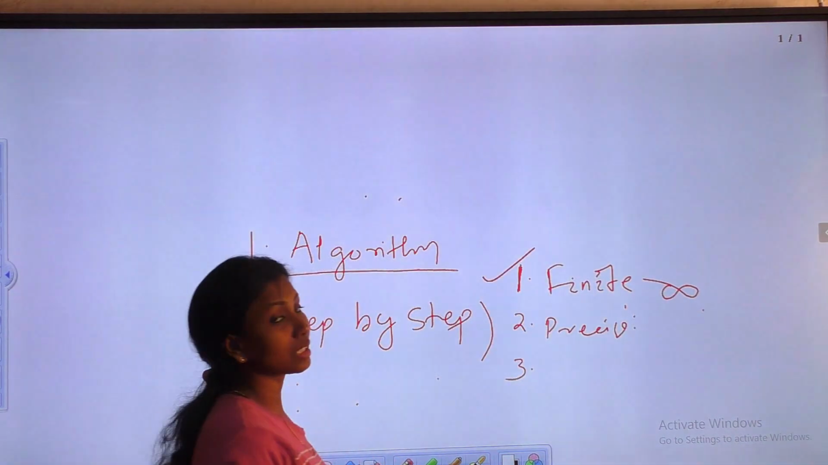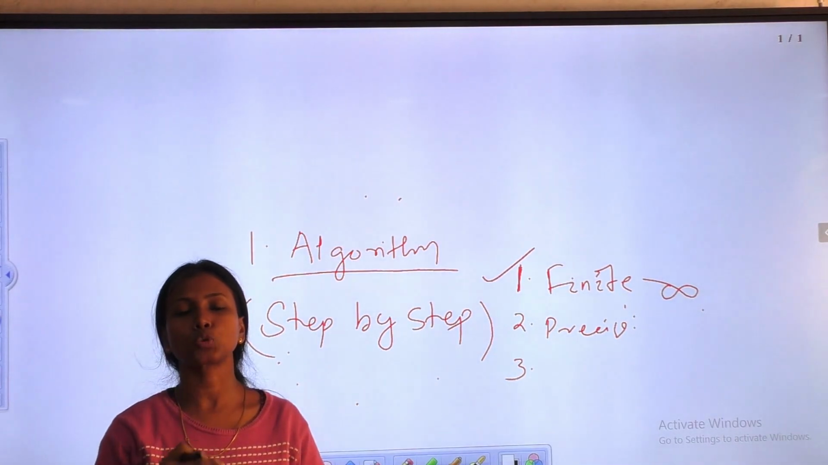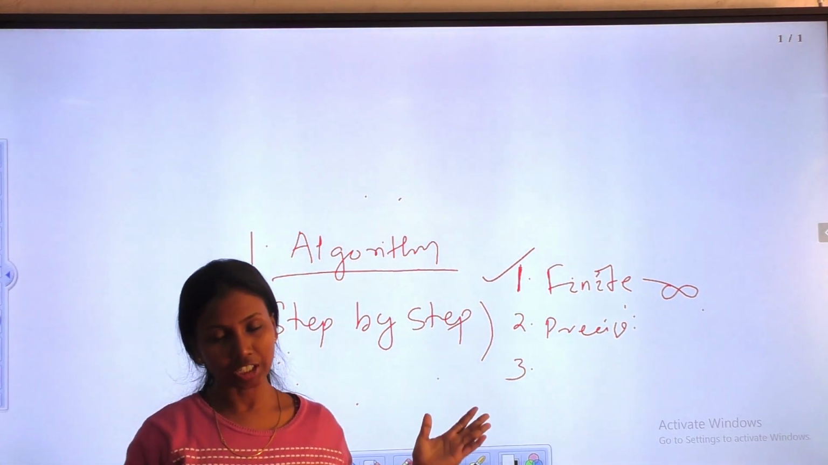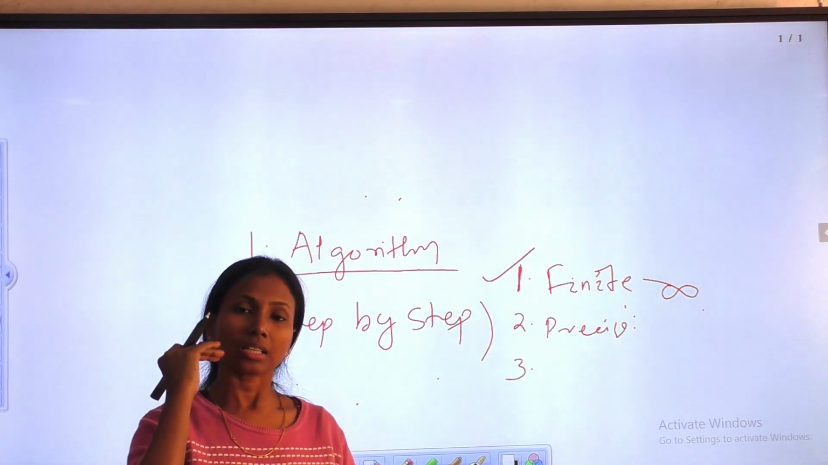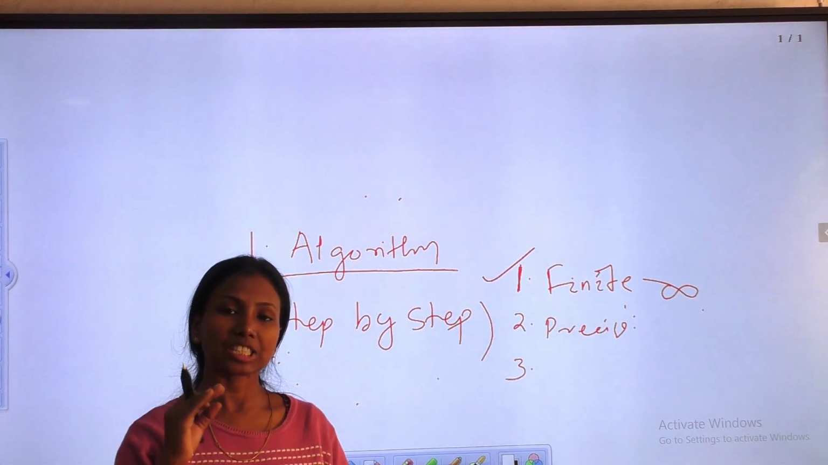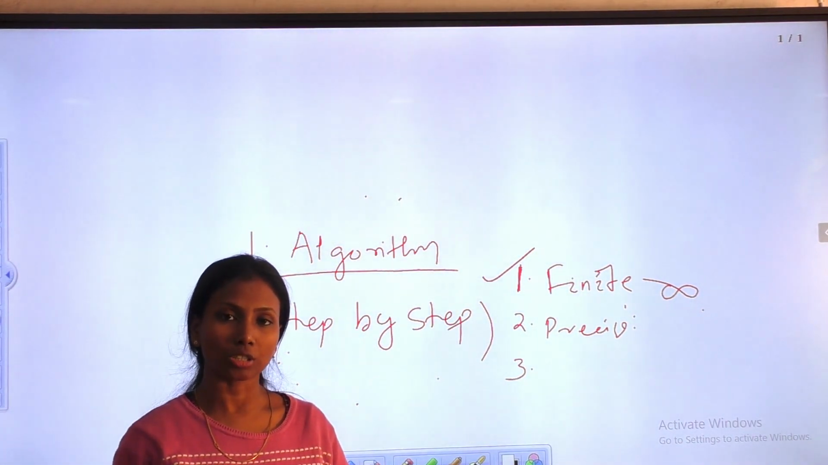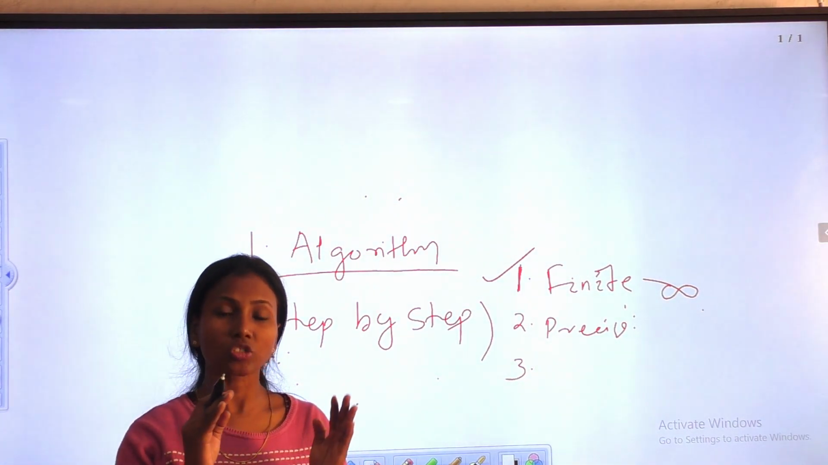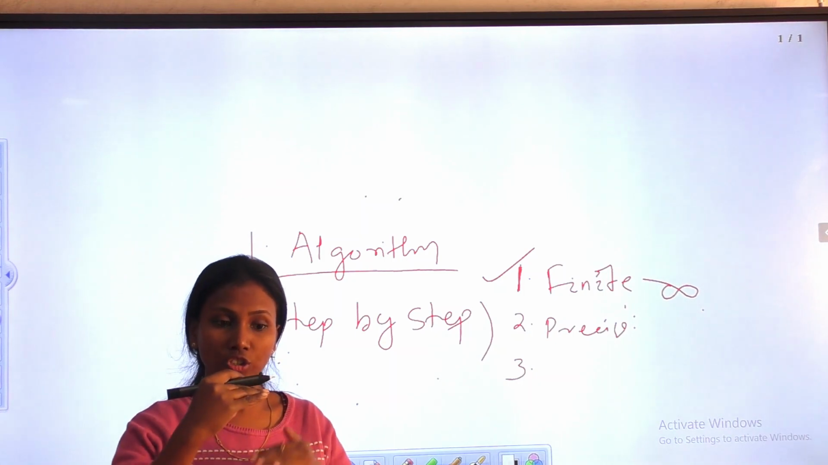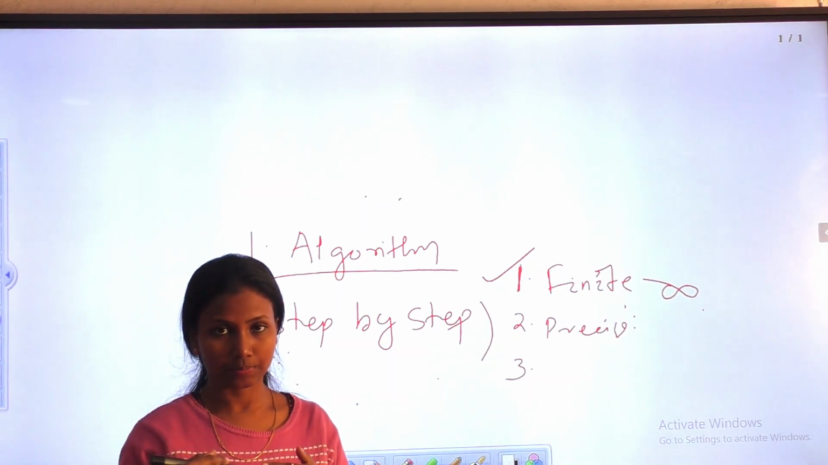The next thing is that it should be precise. Each and every step should be precisely written. It only depends upon the sequence. It has to follow a certain sequence. There is no ambiguity between the steps.